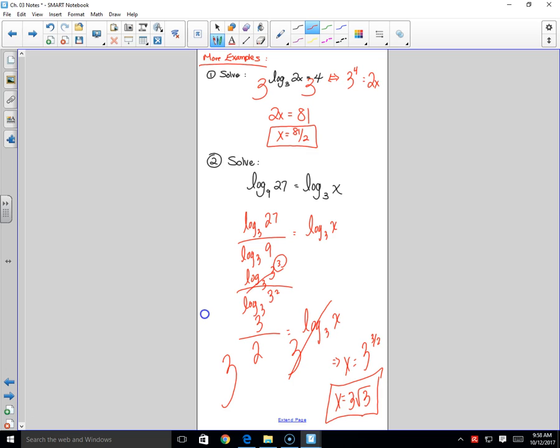Think of those two as canceling out. They undid each other. Log base 3 of 3 squared: what power of the base 3 is 9? 2. That's how I went ahead and simplified.